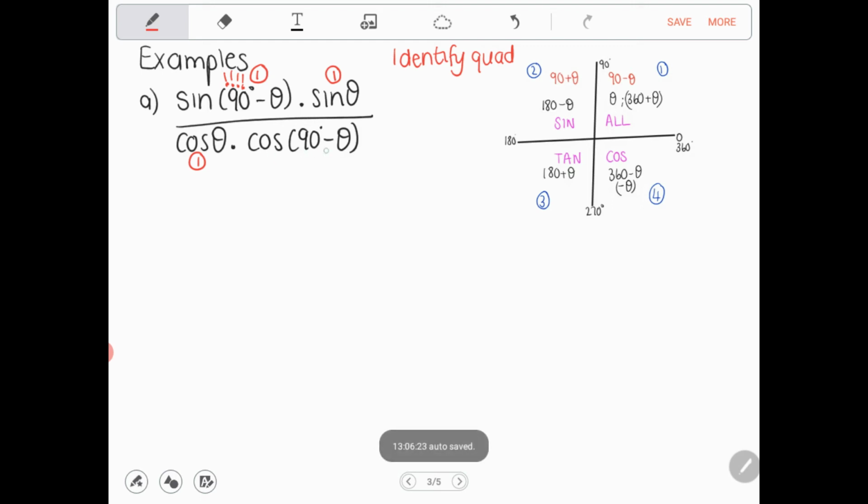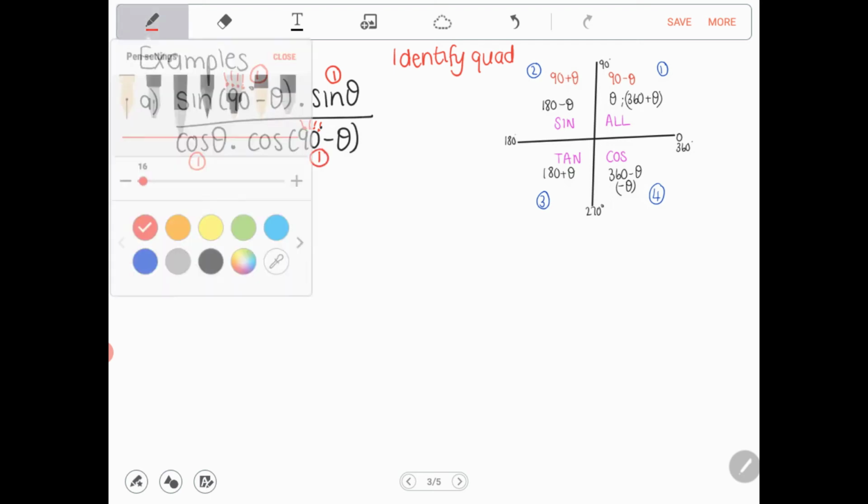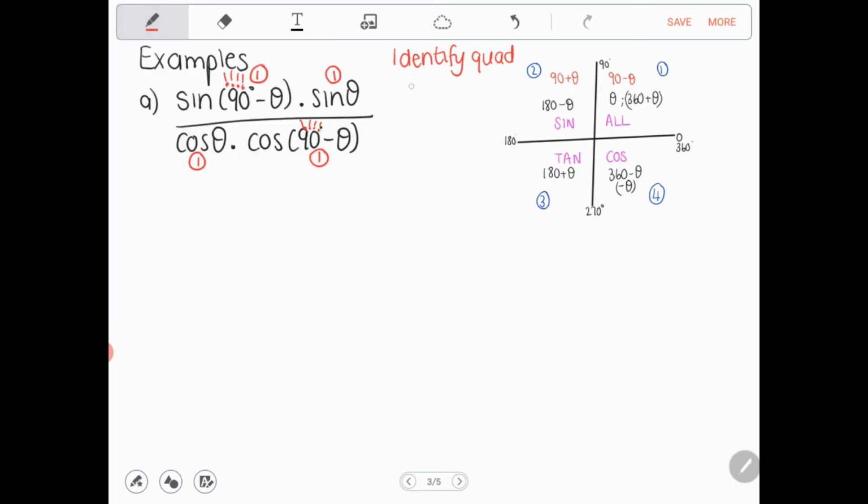So again, cos 90 minus theta, I'm putting little exclamation marks there to remind me that something is going to happen with a co-ratio, but it's still the first quadrant. So all my ratios are positive in the first quadrant, so I don't have to worry about any signs really. One, two, signs and reduce.